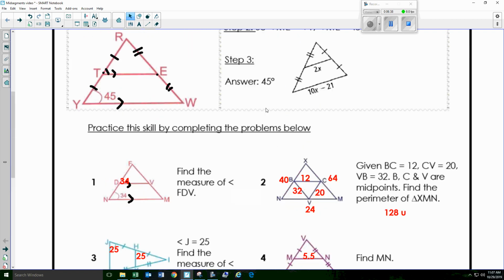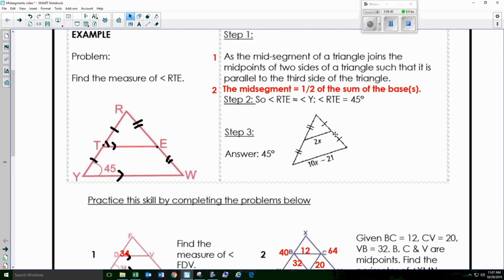Okay, and so now let's go back up here where you have variables involved. Like I said, this equals half of this. Well, if I take half of this, I get 5x minus 10.5. I don't want to deal with fractions, so it's easier just to double this midsegment and set it equal to this. So I have then 4x equals 10x minus 21, and solve that.